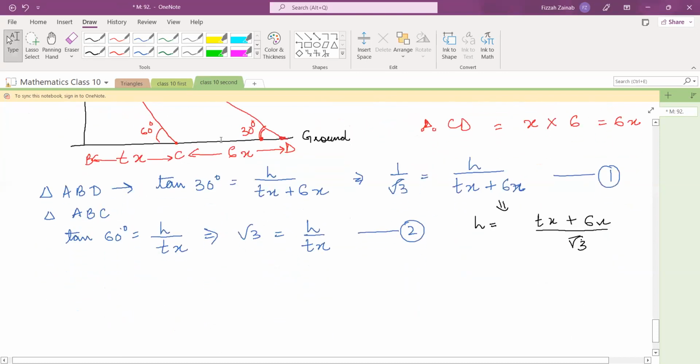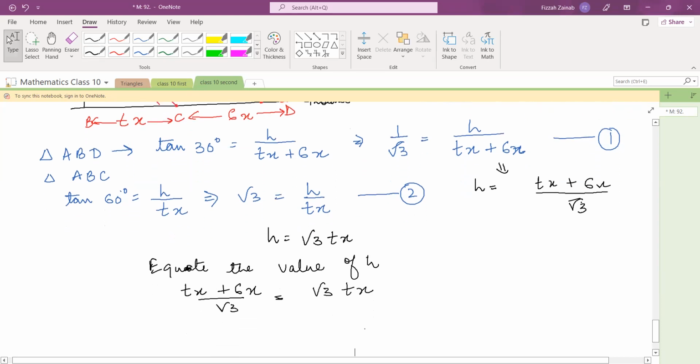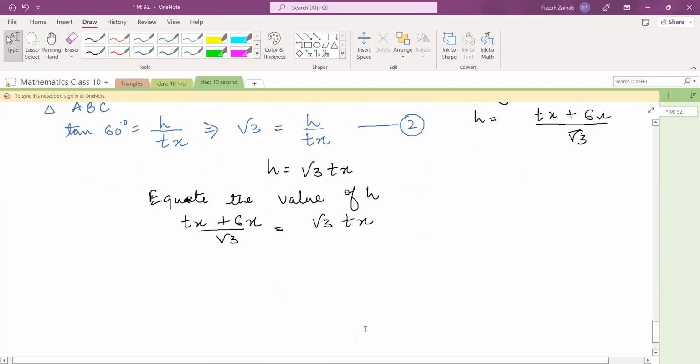And from the second equation, my h will become under root 3 into tx. So if I equate the values of h, because both are h, clear? So that becomes your tx plus 6x divided by under root 3 becomes equal to under root 3 t into x. Is that okay? So you can see now h is gone from this equation, right?